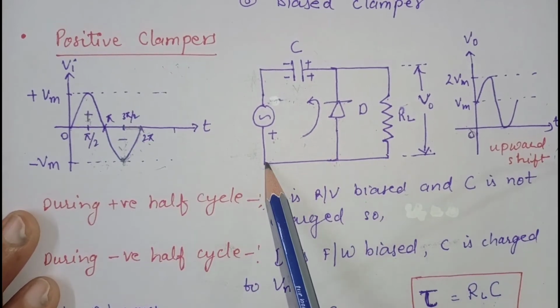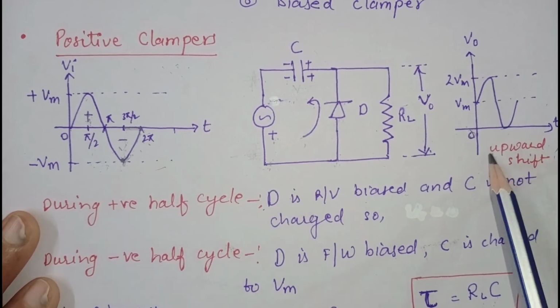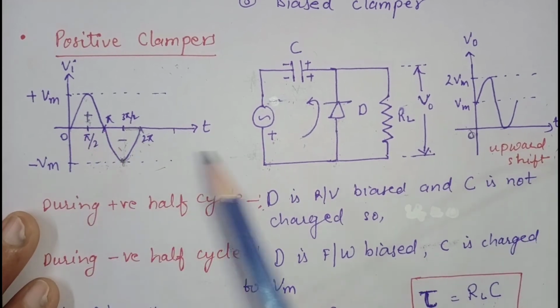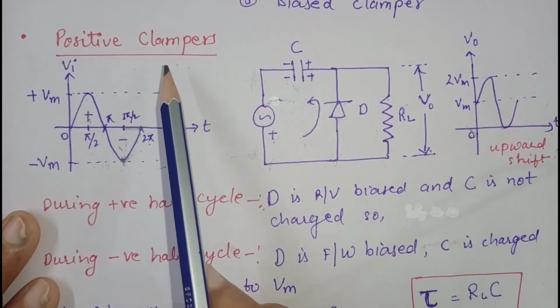At the input of this circuit, we will apply this sinusoidal wave. We can see at the output, there is an upward shift. Means this wave shifts in the upward direction, in the positive direction. So this is called positive clamper.